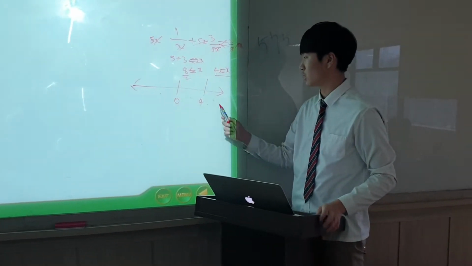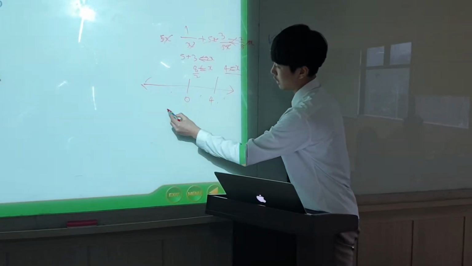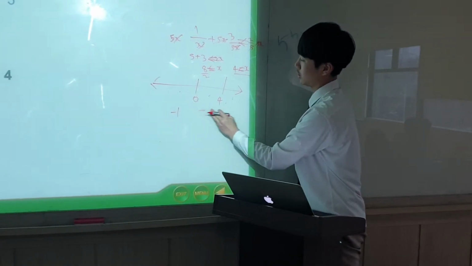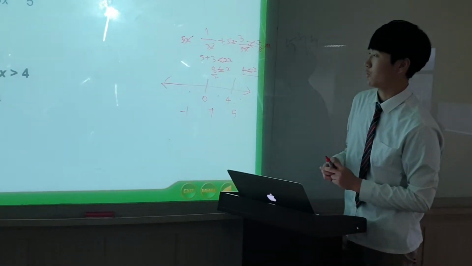We have three regions, and then we can choose one number in each region. So here we will put minus 1. Here is 2, and then 5. So if we plug in.